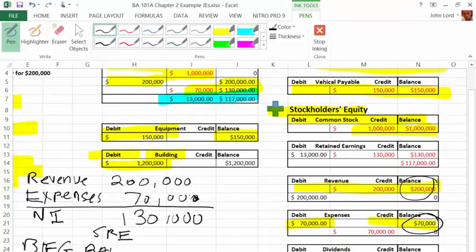And my beginning balance was 0, wasn't it, since I just started business here? Okay. Then I'll bring down my net income here. My net income is going to increase my retained earnings, isn't it? Because I want to retain that net income. I'm going to retain that. That's 130,000. I pop that in.